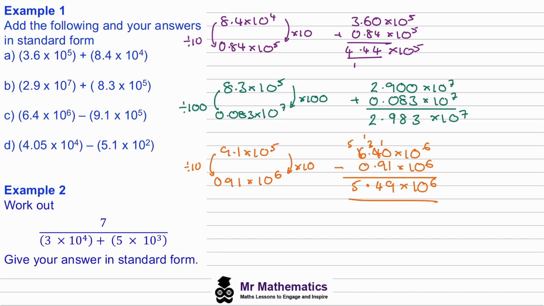And then for question D, we need to write this number as 10 to the 4. So we've got 5.1 times 10 squared. Writing it as 10 to the 4, we'll multiply this by 100. So we'll divide the 5.1 by 100. And we get 0.051 times 10 to the 4. So our subtraction, 4.050 times 10 to the 4, take away 0.051.